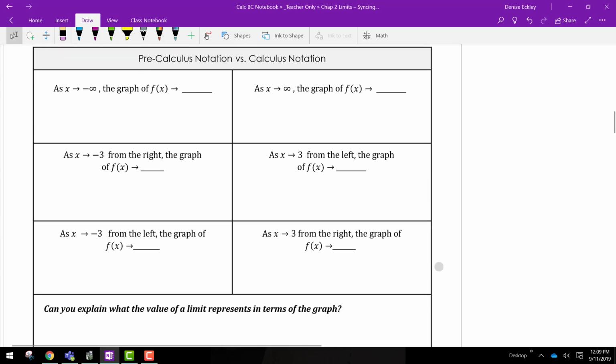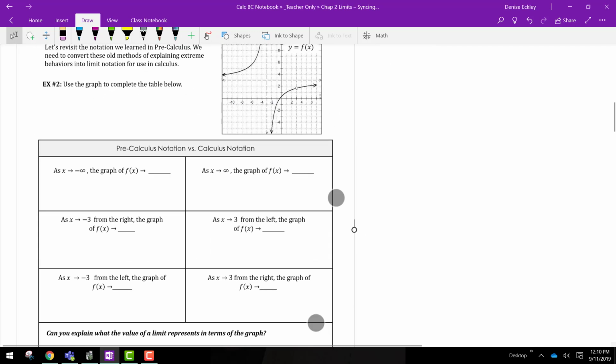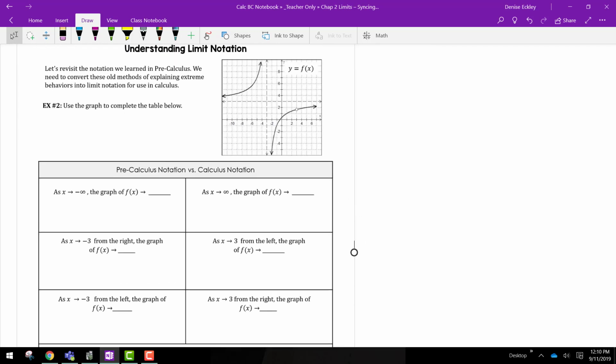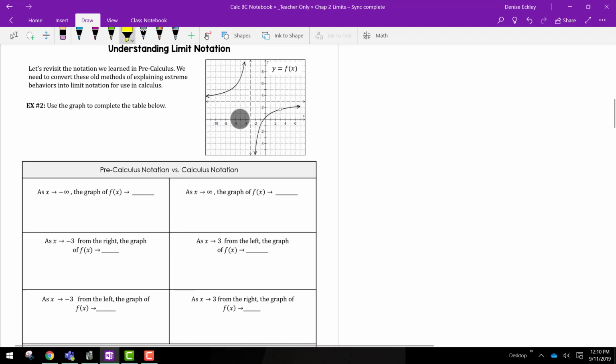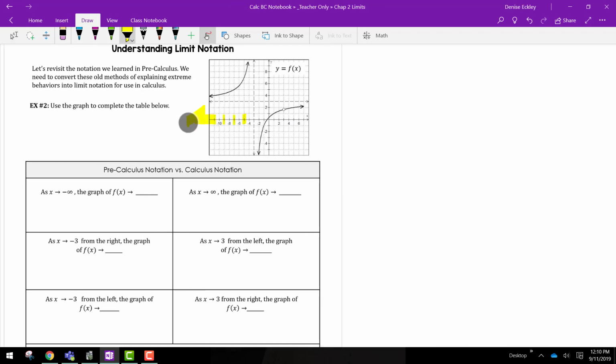So what we're going to do is compare these two ways we thought about it before. The first one is: as x approaches -infinity, the graph of f of x. Let me bring the graph in here again. What does the graph of f of x approach? So our x's are getting smaller and smaller this way. So the graph is approaching 3.